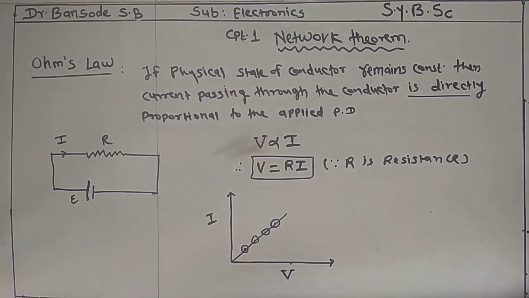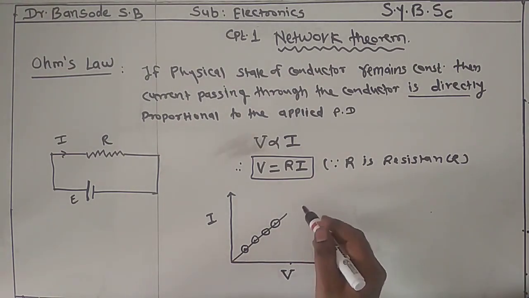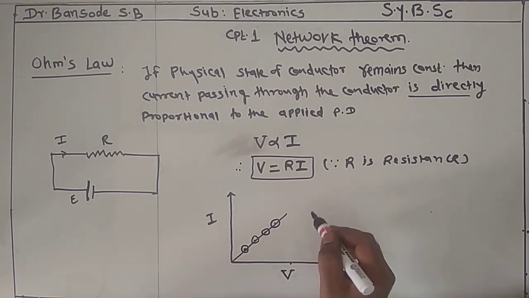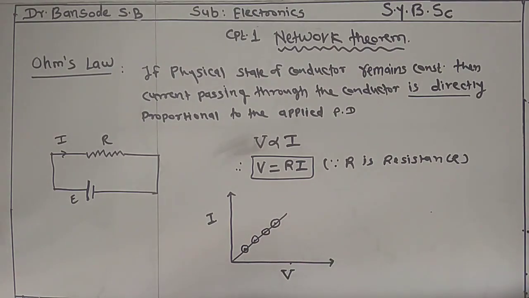The substance which follows these properties is called ohmic substance, and the substance which does not follow this property is called non-ohmic substance.